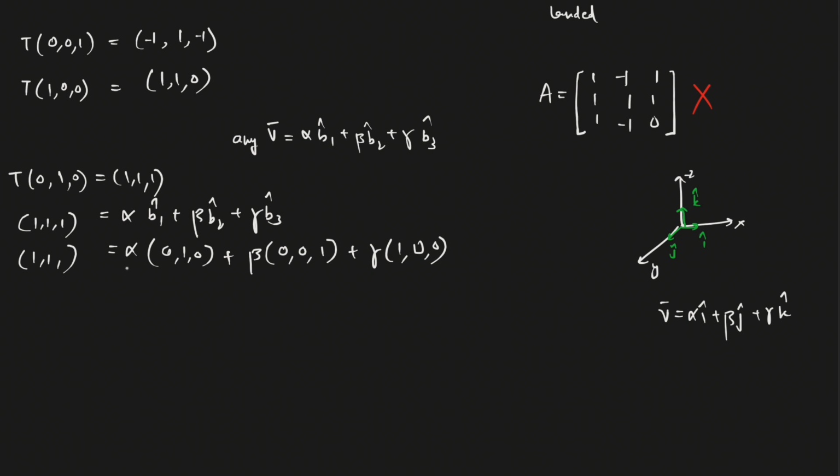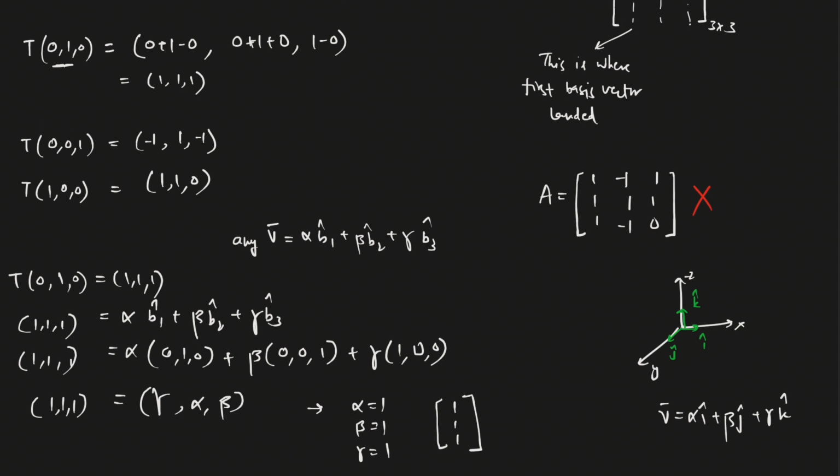Now if you expand this, the first component will become gamma, because alpha times 0 is 0, beta times 0 is 0, gamma times 1. So if you add, you get gamma, alpha, beta, and here you have 1 comma 1 comma 1, right? So you will simply get alpha equal to 1, beta equal to 1, and gamma equal to 1. So basically this will be 1 1 1.